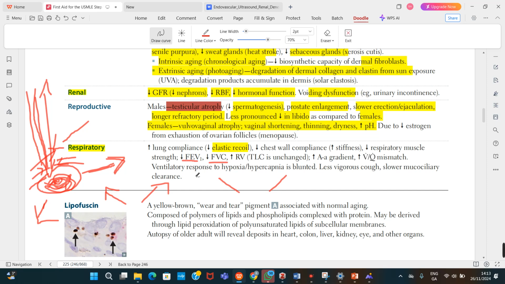Do we know that first you are blowing? It's not tidal. I don't know if you understand what I'm saying. If you say forced expiratory volume in one second, it means the volume of air that you can blow out from the lungs with the first breath. Do we get it?